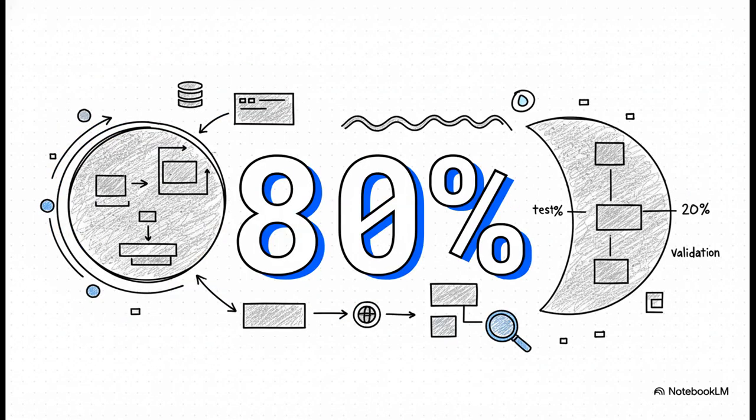So what's the magic ratio? Well, a super common rule of thumb is an 80-20 split. You use a big chunk, 80% of your data, for training. You want to give the model as many examples as possible to learn from. And then you save that precious final 20% for a truly fair and honest test.